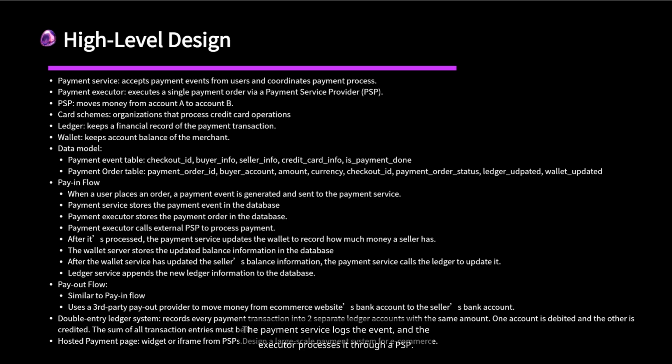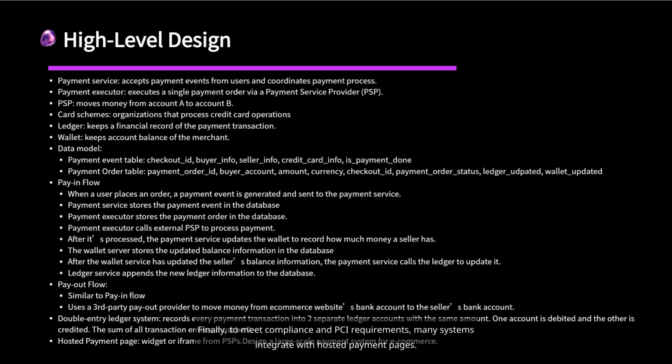The payment service logs the event, and the executor processes it through a PSP. Once confirmed, we update the merchant's wallet and then the ledger. For the payout flow, money moves in the opposite direction, from the platform's account to the merchant's bank account, usually via a third-party payout provider.